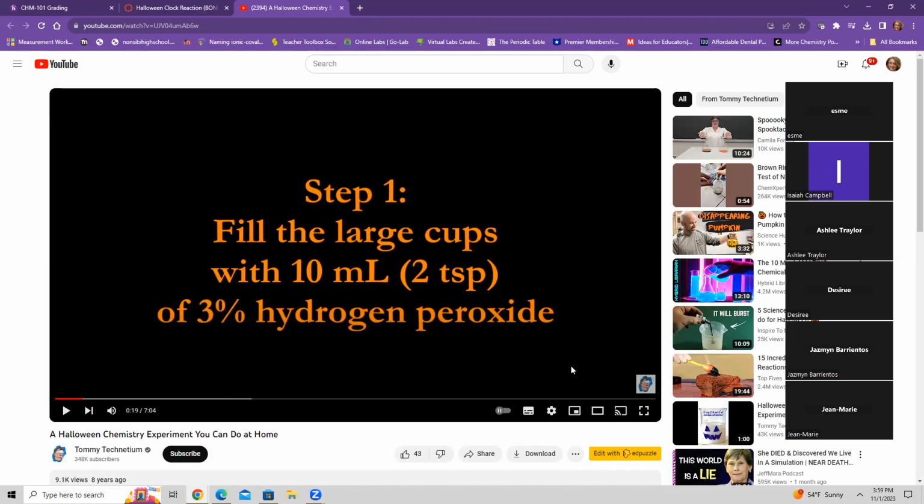So basically it's 2 teaspoons of 3% hydrogen peroxide. And you have 5 cups.